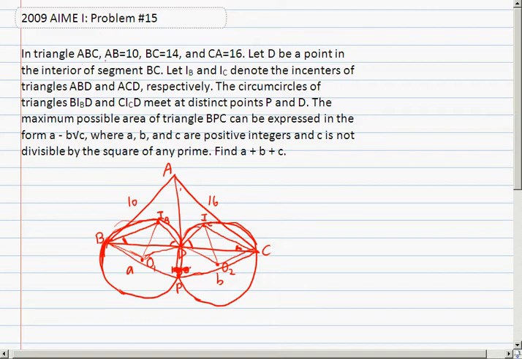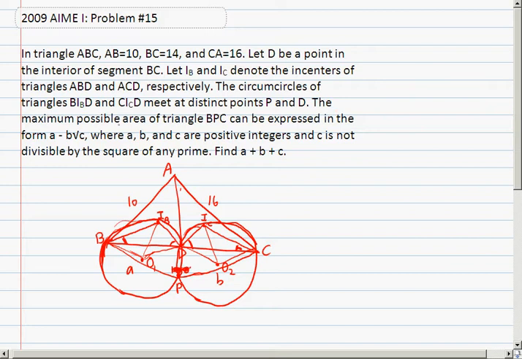In triangle ABC, AB equals 10, BC equals 14, and CA equals 16. Let D be a point in the interior of segment BC. Let IB and IC denote the incenters of triangles ABD and ACD respectively. The circumcircles of triangles BIBD and CICD meet at distinct points P and D.